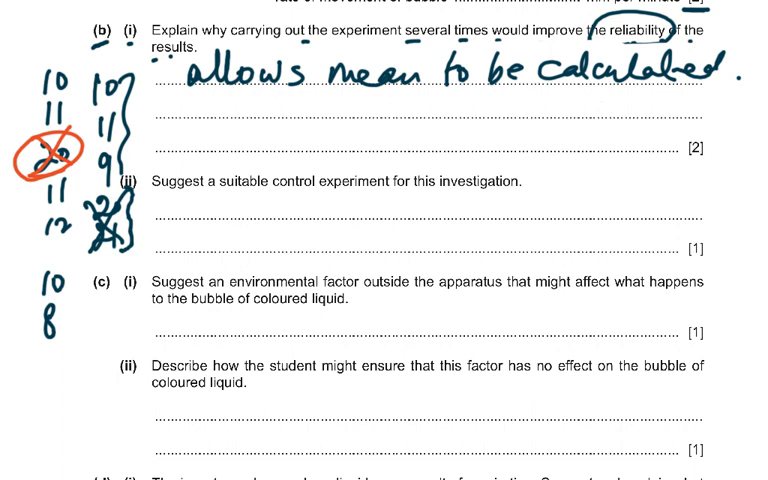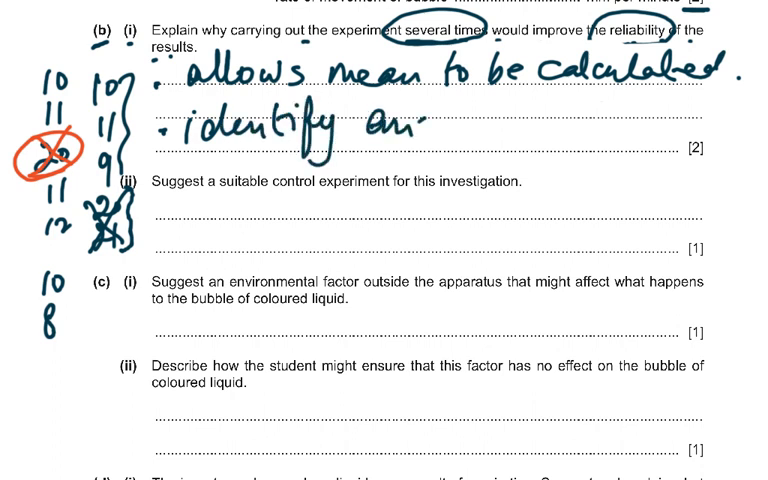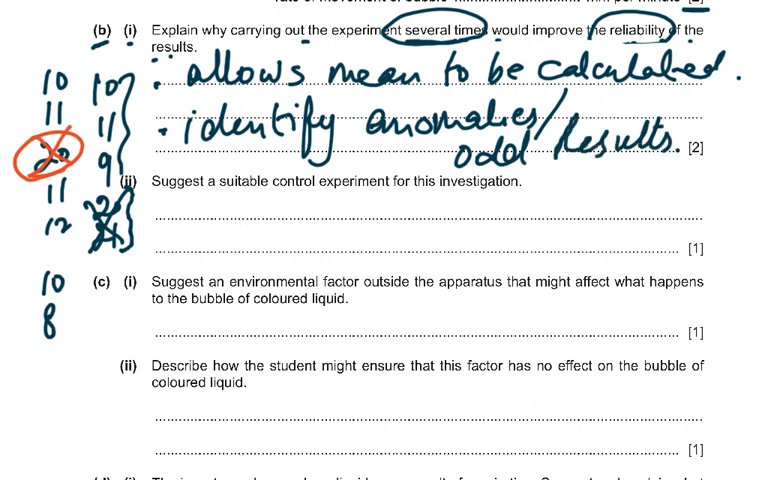So when you take several readings, you can then find out and identify the anomalies. This is called identify anomalies. Anomalies means the ones which are not normal, or you can say the odd results.